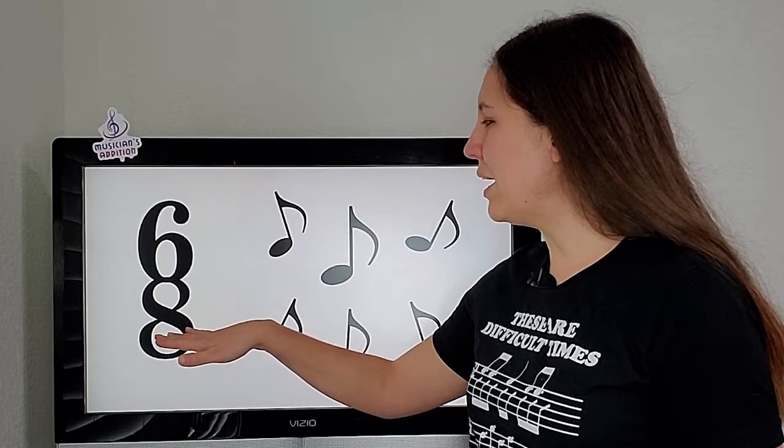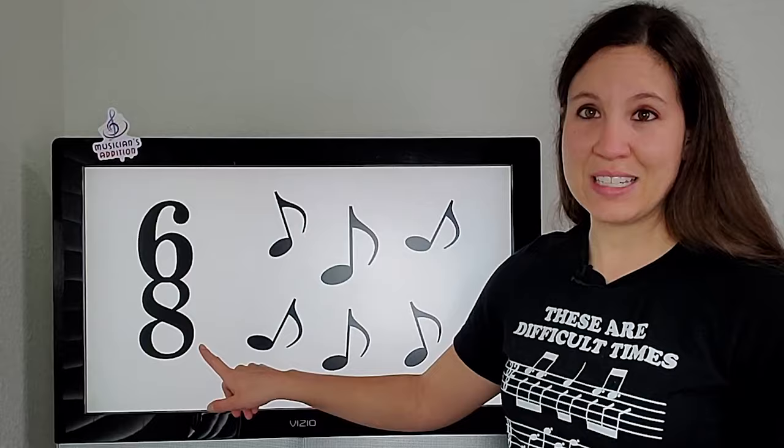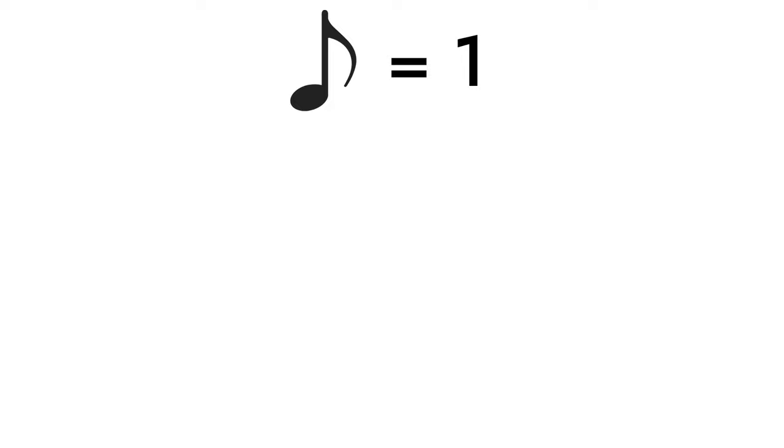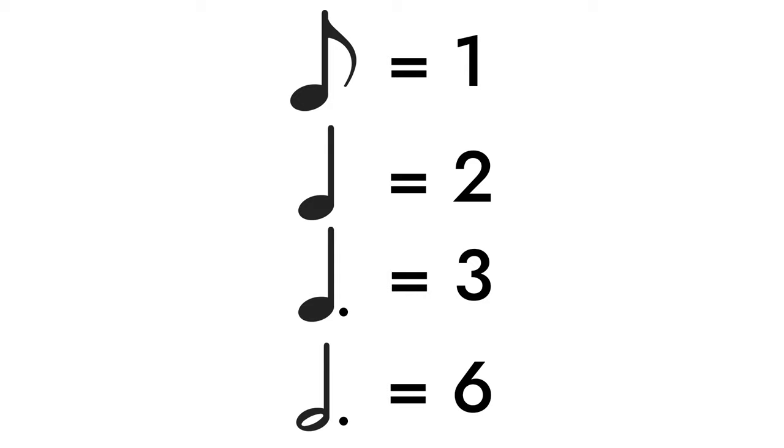Now we have to remember the bottom number represents which note gets the beat. So now we have 8. That means our 8th note now gets the beat. That changes the value of every single note. So let's take a closer look. The 8th note gets the beat, the quarter note now gets 2 beats, the dotted quarter note is worth 3, and the dotted half note is now worth 6. Basically, everything is almost double.